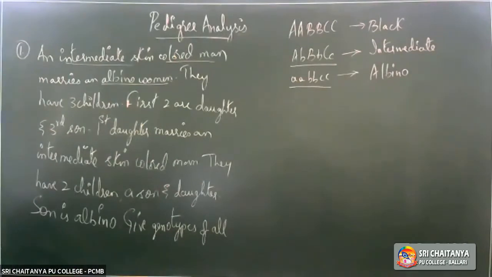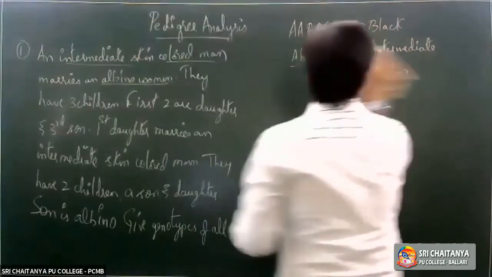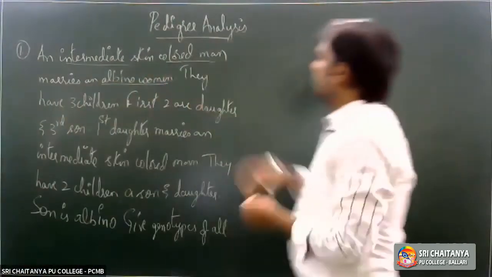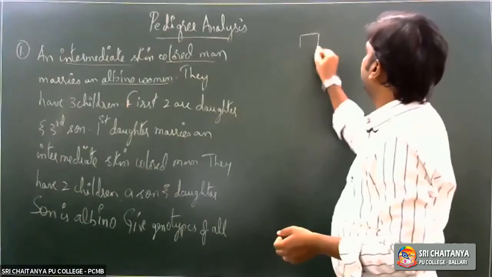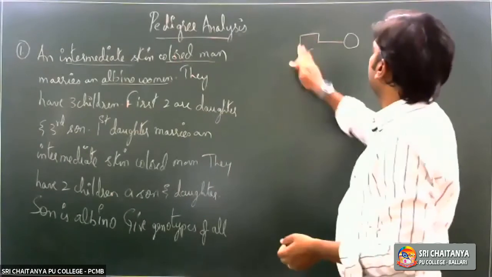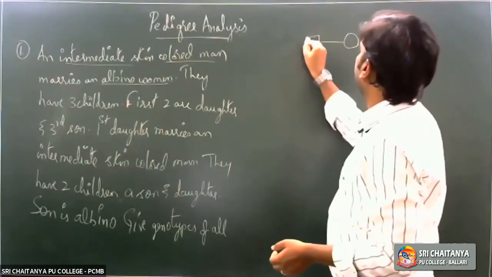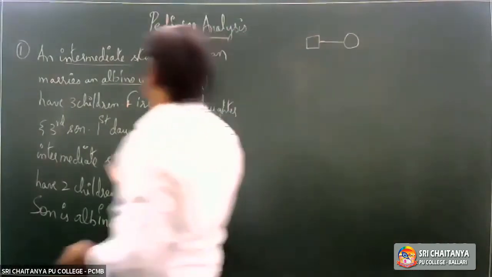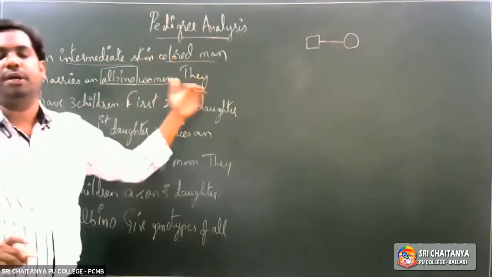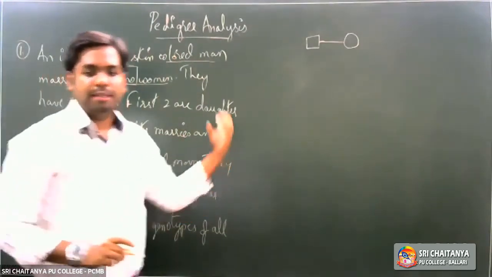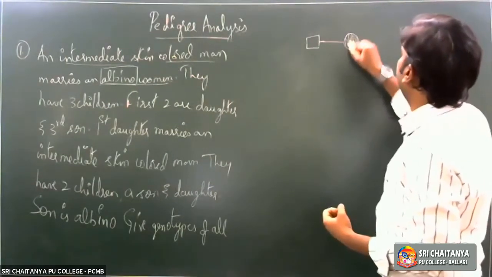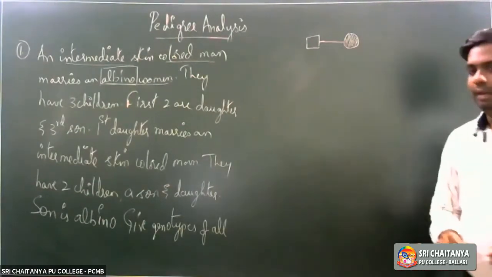Now let us start plotting the pedigree, keeping the information we have. First, an intermediate skin colored man, so we are talking about a man here, marries an albino woman. What are we actually studying? We are studying how albinism is inherited from one generation to the next. So the affected individual here would be the woman. So we shade it. This is the affected individual.